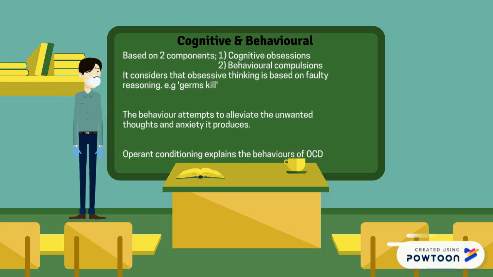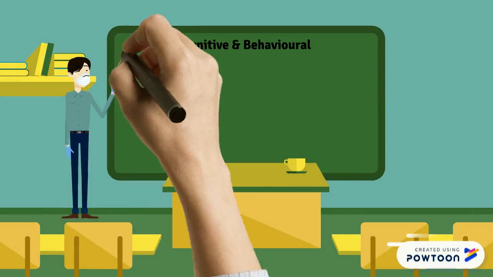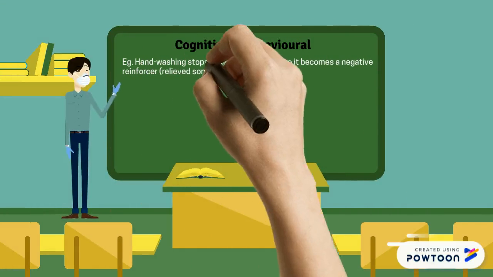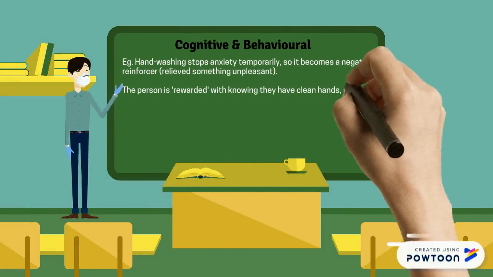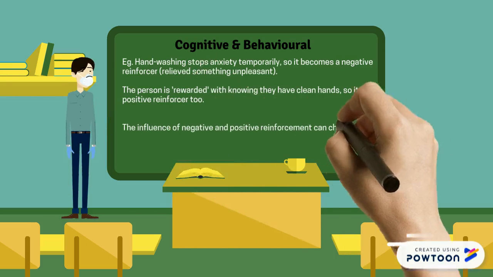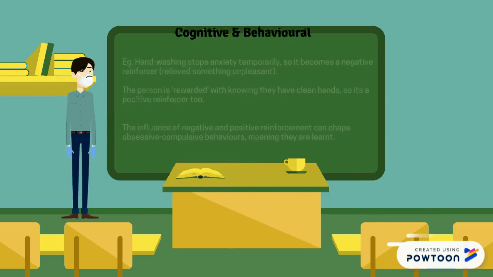The cognitive explanation believes that the obsessive thinking is based on irrational thinking, and that these compulsions alleviate the anxiety produced. This acts as a negative and positive reinforcer, relieving the anxiety and being rewarded by knowing it's gone. This process is known as operant conditioning, proving that OCD is a learned behavior.